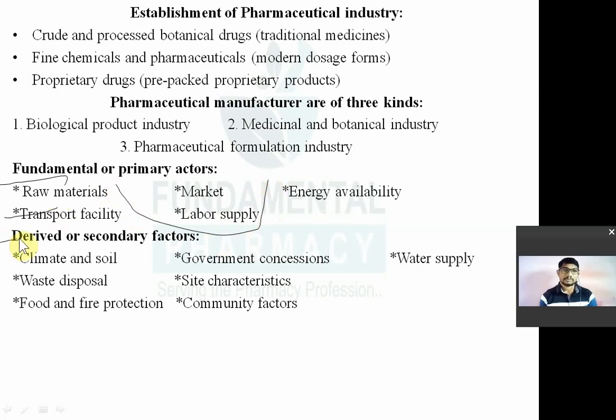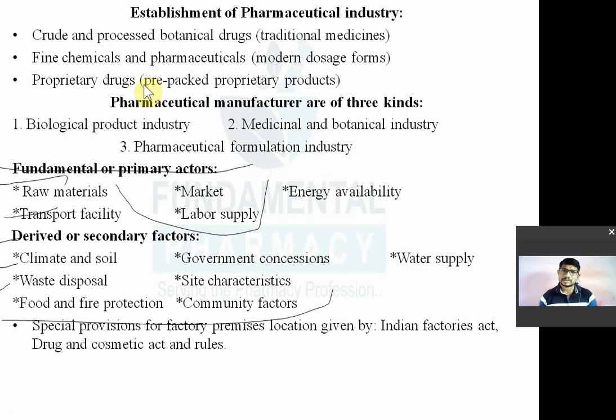Then secondary or derived factors: climate, soil, government concession, water supply, waste disposal, site characteristics. Okay, then flood and fire protection, then site characteristic and community factors. These are the secondary factors. So remember primary or fundamental factors, secondary or derived factors. You should not get confused with these terms: primary and fundamental, or secondary and derived.